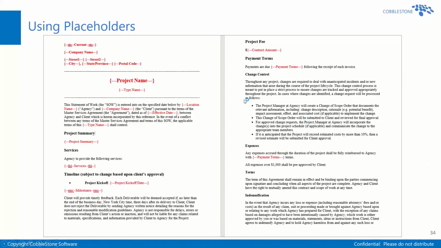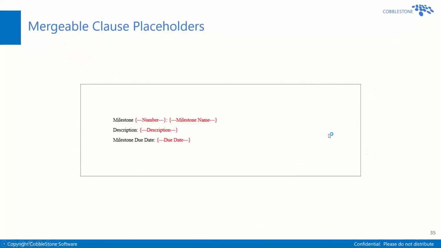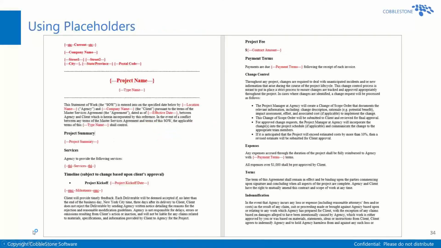So we've copied and pasted our placeholders into our boilerplate. This is an example of a mergeable clause. As you can see, it takes placeholders the exact same way, but then we might have a placeholder just for all of this where it gets inserted back into our core document.